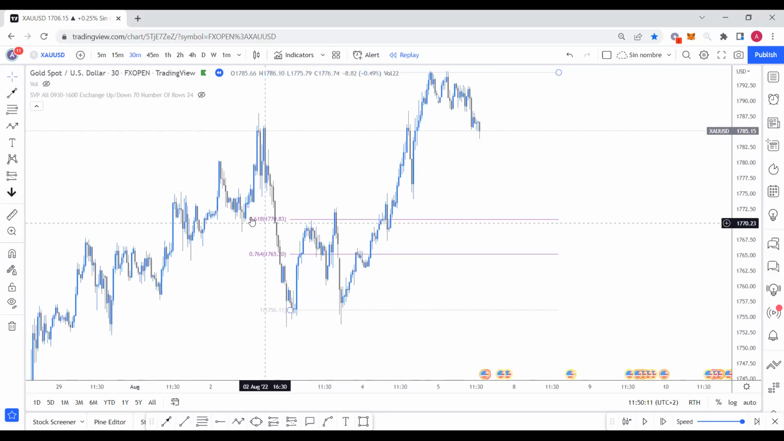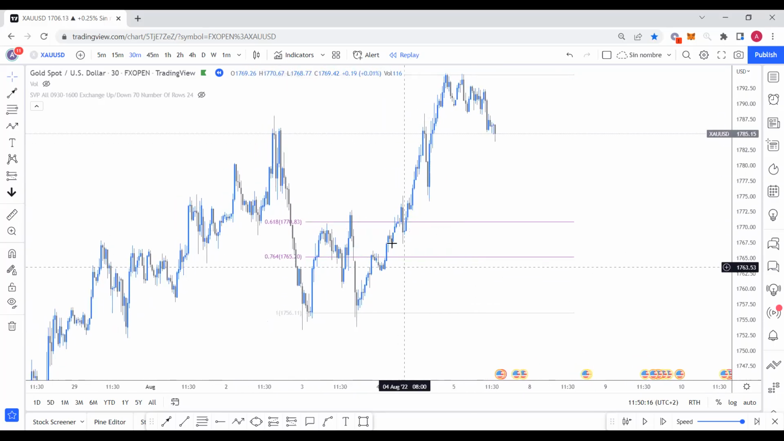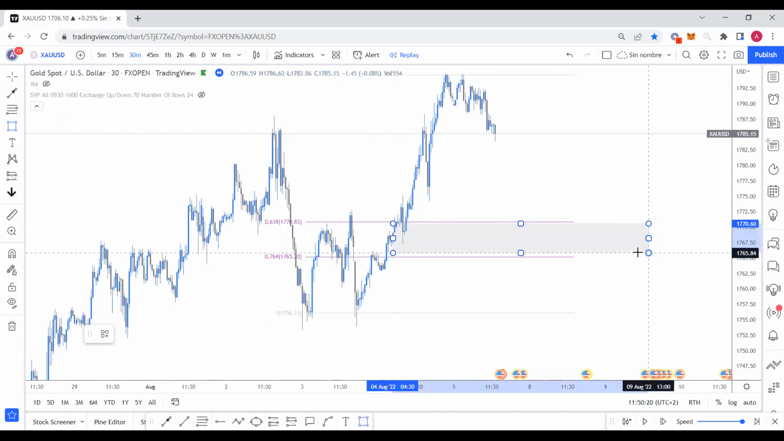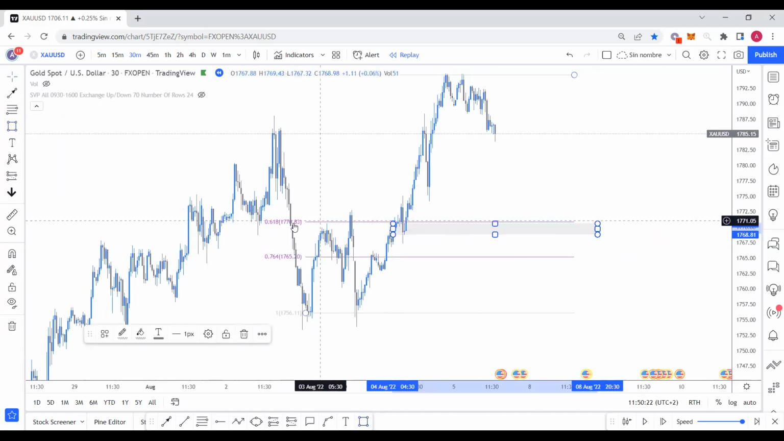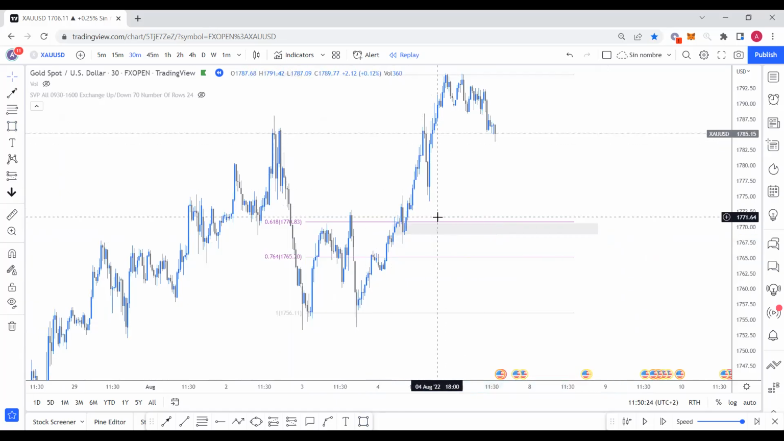So yeah, this is the 61%, the 76% of this impulse. These are the areas where you want to start looking for supply and demand zones. Here, for example, we have a demand zone at the 61% of the impulse, which matches with Fibonacci, etc.